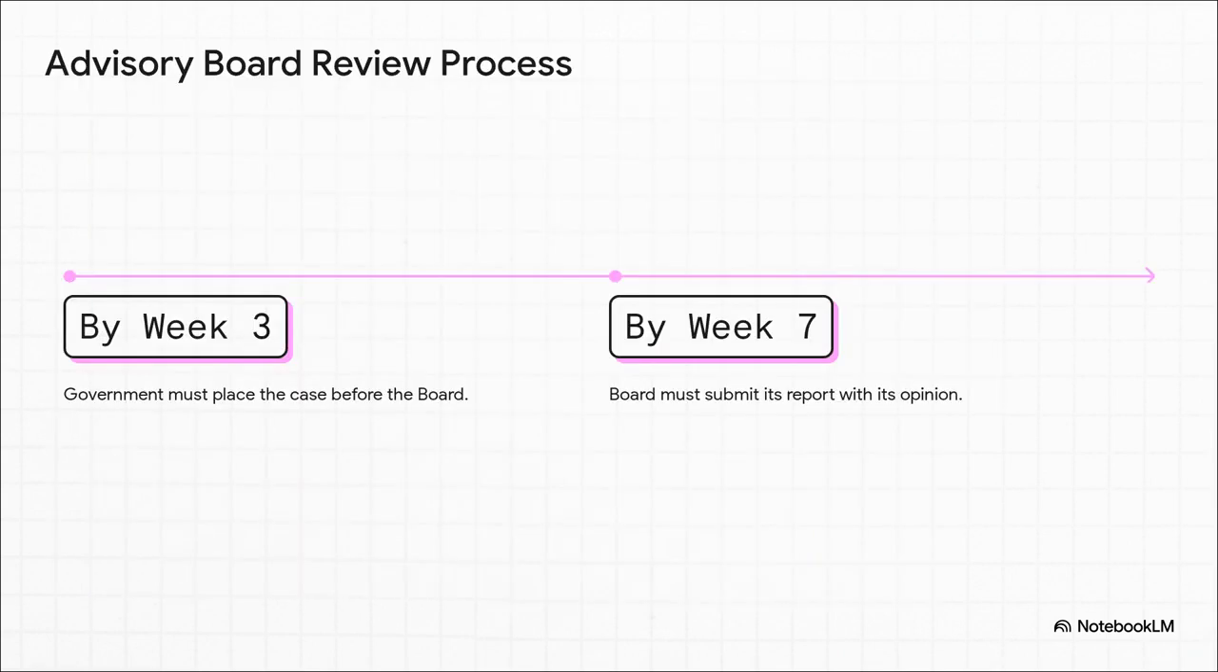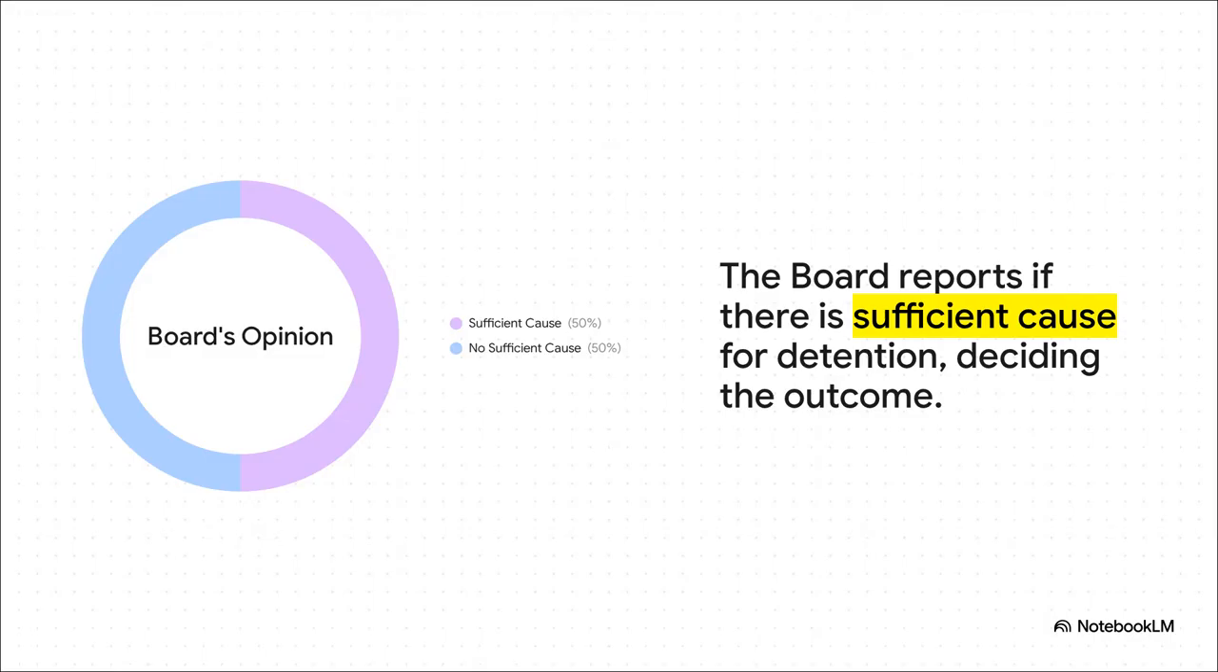And this whole review process moves fast. The government has to send the case over to the board within 3 weeks of the detention. The board then has to review everything and give its final opinion within 7 weeks of that original detention date. The board's report really comes down to one of 2 things. If they find there is sufficient cause for the detention, then the government may confirm the order and continue holding the person. But if the board reports there is no sufficient cause, the government's path is clear. It must revoke the order and release the person immediately.